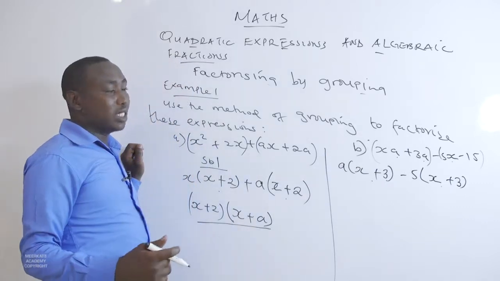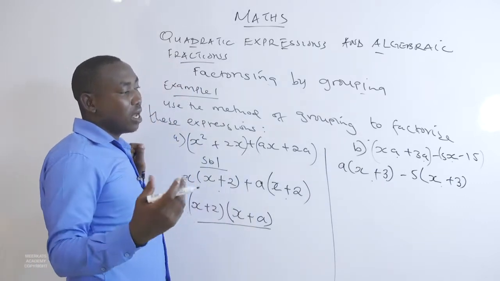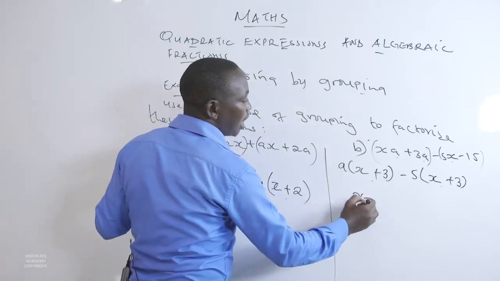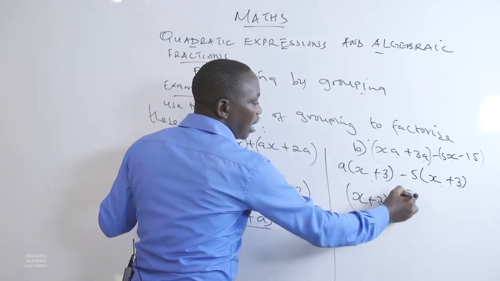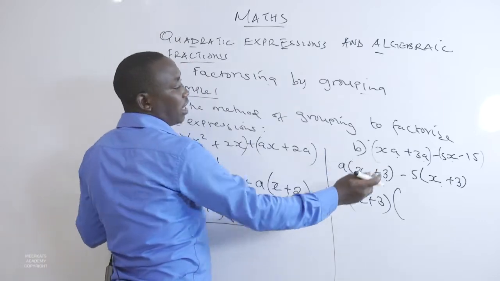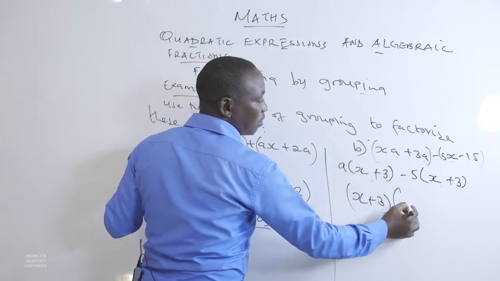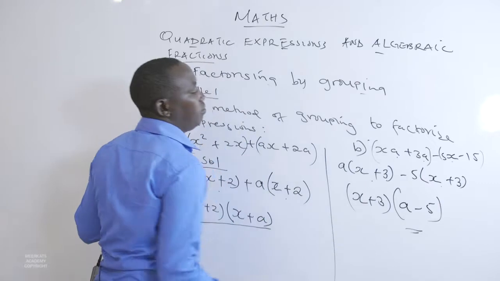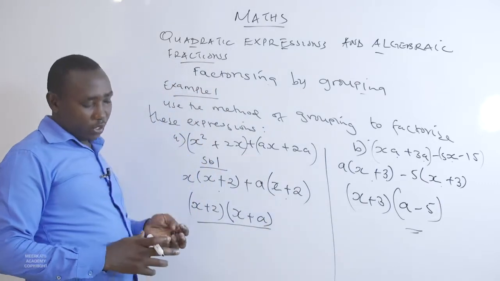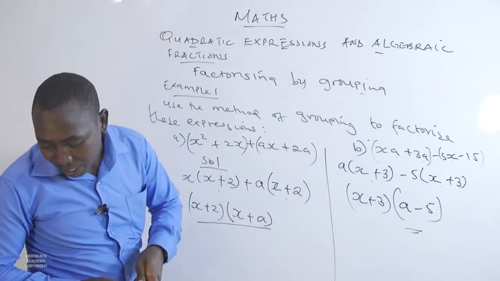We now move to the second step where we take it out. So when it is taken out, we shall have x plus 3 into the remaining, which will be a minus 5. So that is how we can simply factorize by grouping.